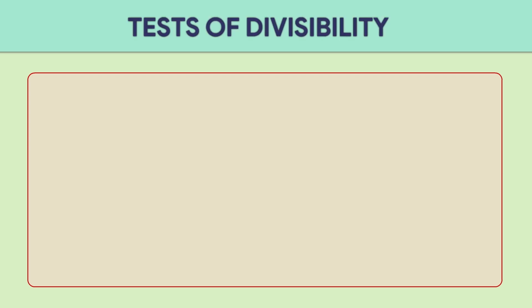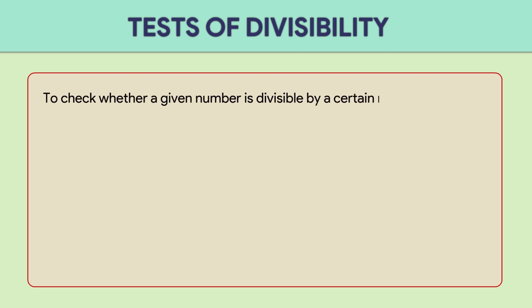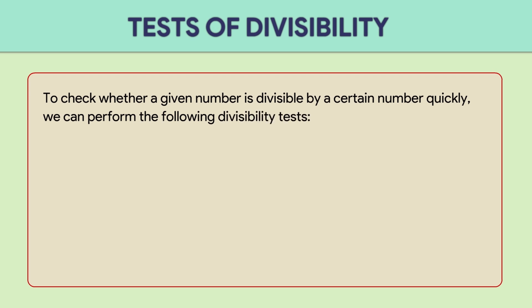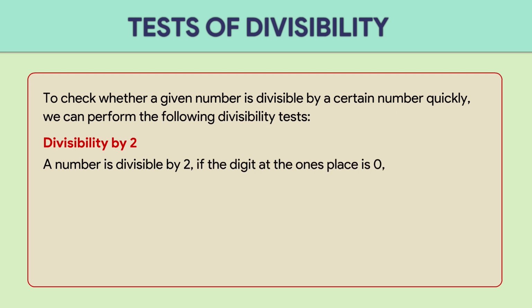Tests of divisibility. To check whether a given number is divisible by a certain number quickly, we can perform the following divisibility tests. Divisibility by 2. A number is divisible by 2 if the digit at the ones place is 0, 2, 4, 6 or 8. Example: 86, 350, 42, 84, 47, 78, etc.